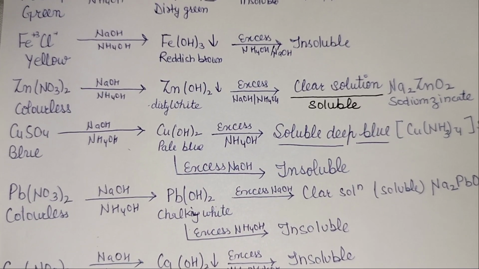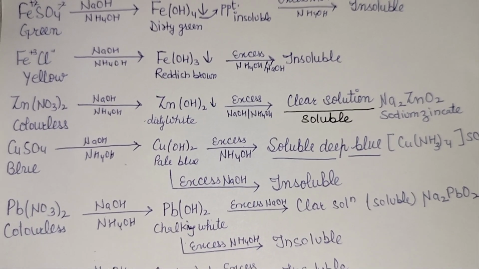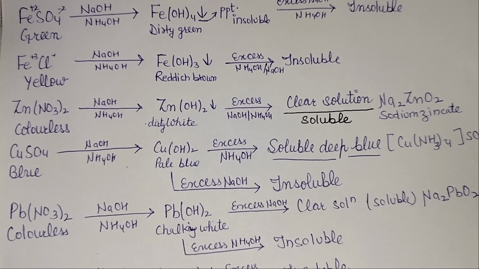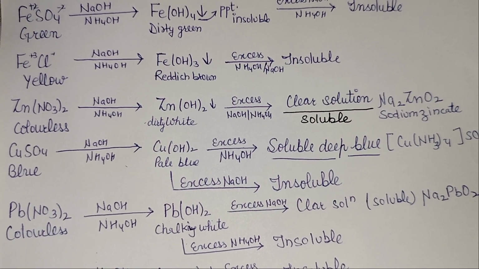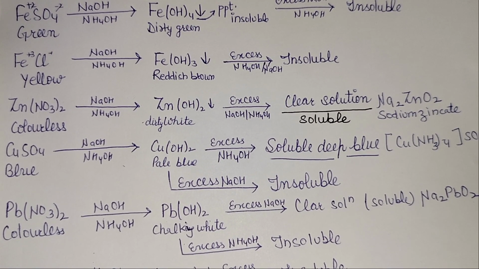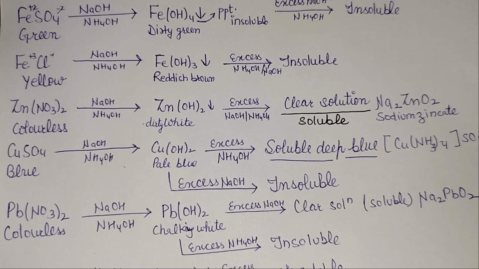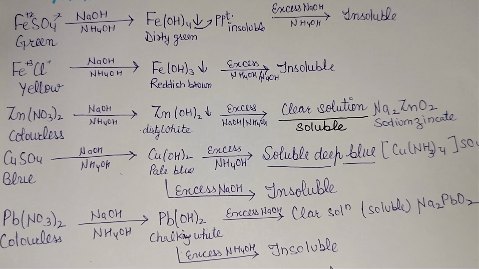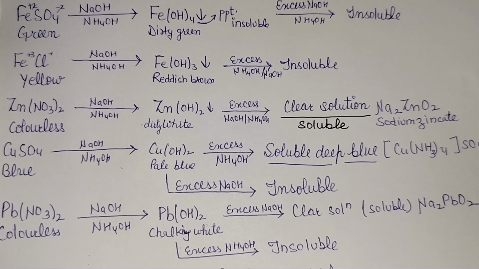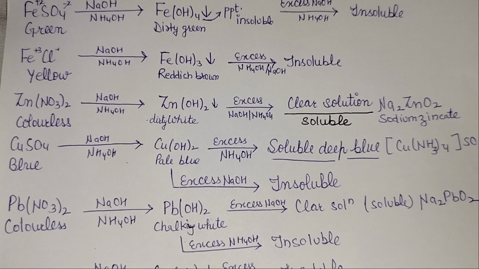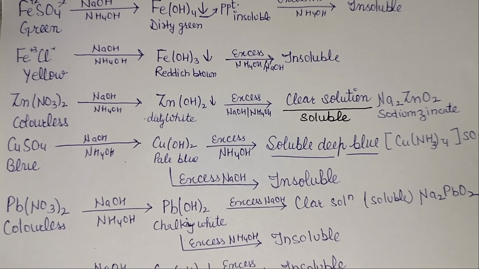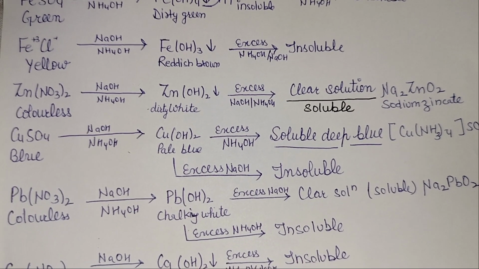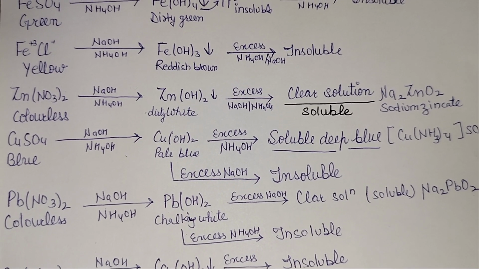Then come to zinc nitrate. It is colorless. We know that zinc is colorless. Whenever we react it with NaOH or NH4OH, it gives a dirty white precipitate. And in excess of NaOH or NH4OH, it gives a clear solution, which is soluble. So you have to learn this observation about zinc, and it gives sodium zincate in the presence of excess NaOH, or maybe in the presence of NH4OH.